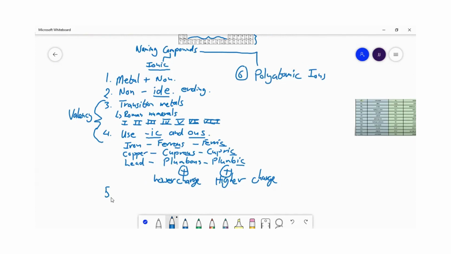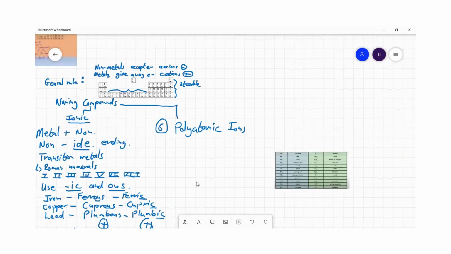Rule number 5 for naming our ionic compounds is that the metal comes first. Always. And when we have a look at it later, when we've got two metals combining or two non-metals combining, it'll always be the one with the lower number of valence electrons. So back to this valency concept again. On to our 6th rule with polyatomic ions, also referred to as oxyanions.